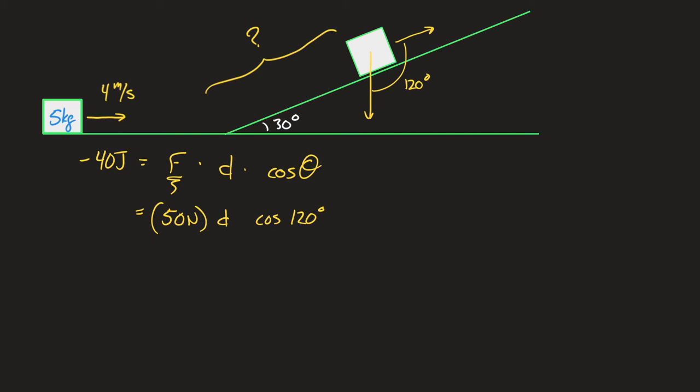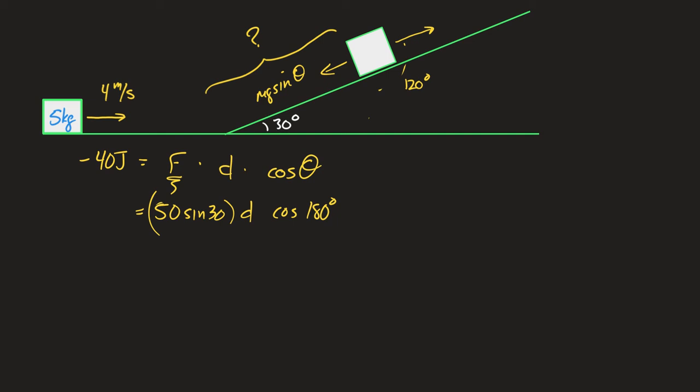Now, if you didn't do it this way, you could have also said, all right, the force acting on the box is mg sine theta. You could have done it like this. That would have been 50 times the sine of 30, because this is the force from the component of force down the ramp from gravity. And then d, and then the cosine of 180 degrees. That would have been okay. It would have given you the exact same answer. You're still going to get that 1/2 in there and the negative sign.